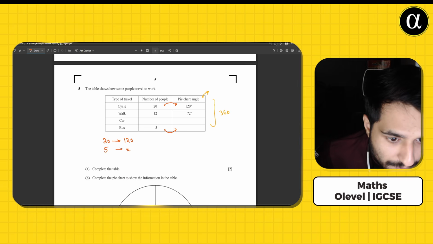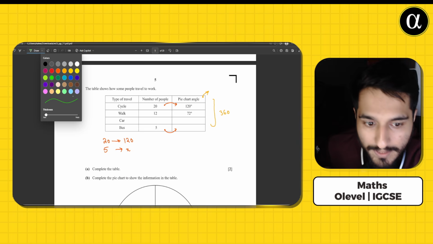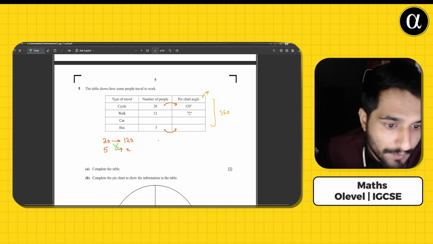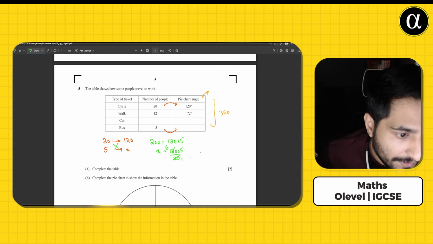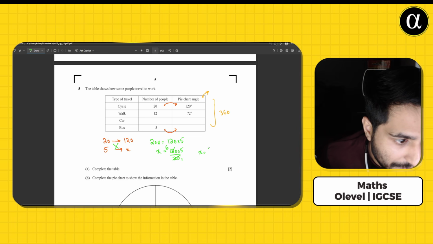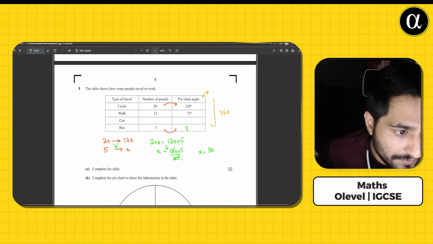We will basically be cross multiplying. When we do that, what are we going to get? We would say 20x is equal to 120 times 5, and then x would be 120 times 5 over 20, and we can simplify this, 1 times, and this is going to be 6. So the answer for x is going to be 30.